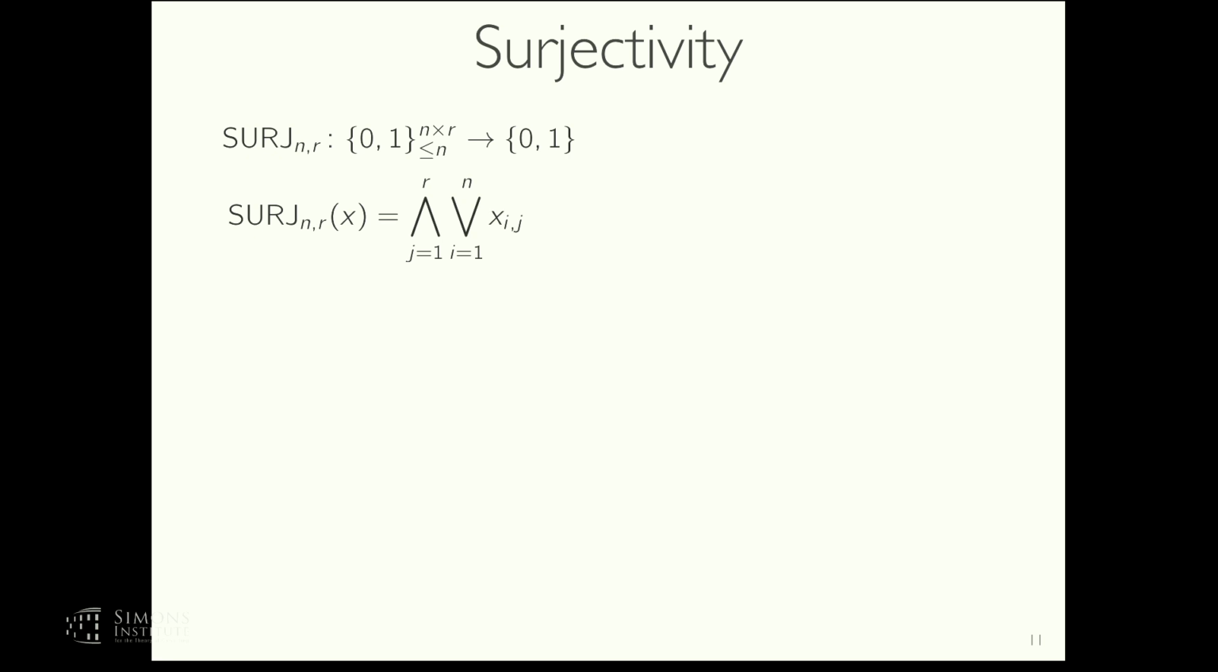Okay, the surjectivity function. The surjectivity function is similar to the element distinctness function. Again, you're given n elements from a range of size r, and you're asked whether the entire range is covered. So the input is exactly the same, it's formatted exactly the same, but what you need to compute is different. Okay, so this is the formulaic description of the function.